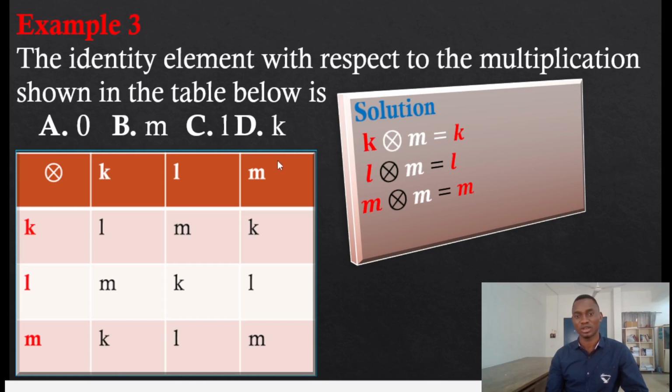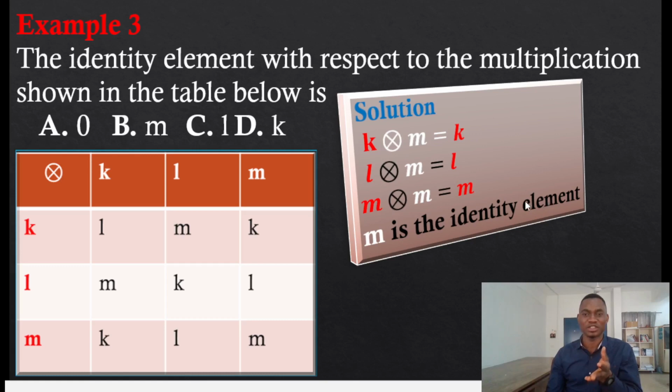Likewise, K cannot be the answer. So we tested M with the three different elements, and the answer is consistent. So M is the identity element. M is the element that acts on each of K, L, M, and it returns K, L, M respectively. So it doesn't have an effect on these elements.